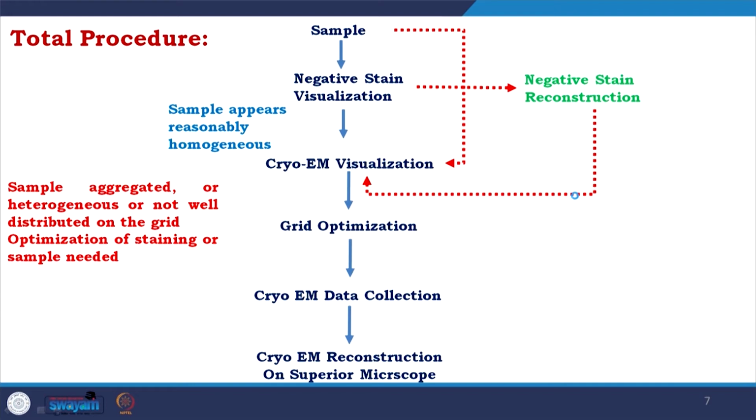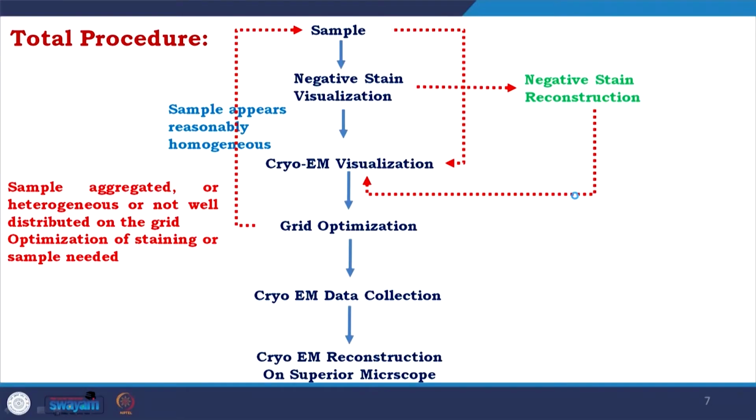If your sample aggregates, if it is not homogeneous, if it shows heterogeneity, if it is not well distributed on the grid, if your staining is not optimized, or your sample needs to be optimized. So, with many such conditions, you have to check them in the grid optimization stage before the data collection. Go back to the sample, prepare the sample again and come back.